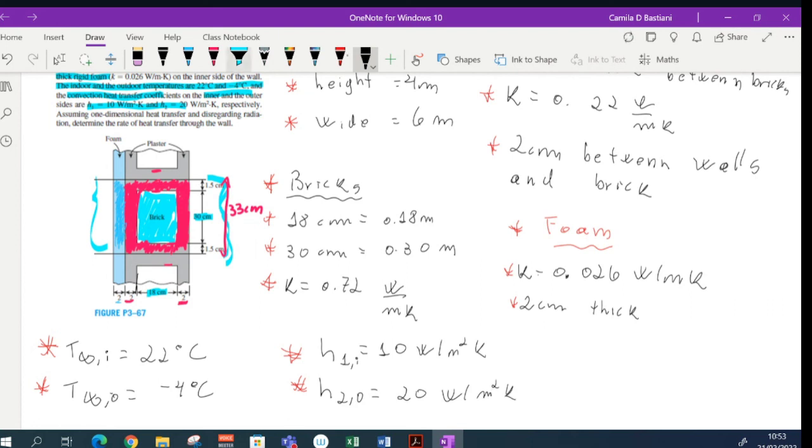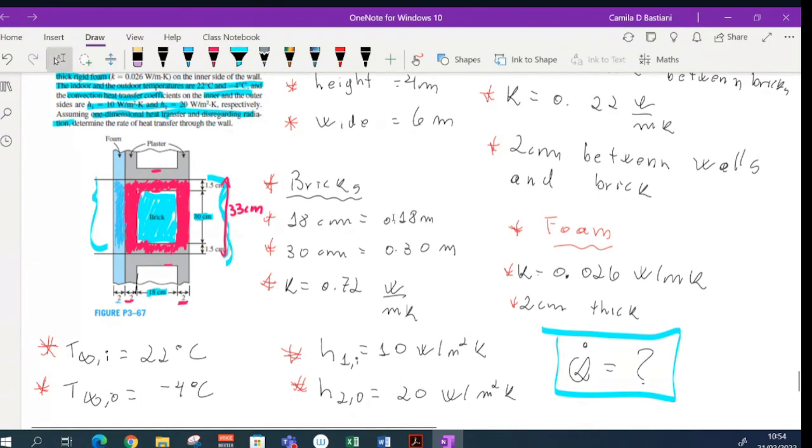Assuming one-dimensional heat transfer and disregarding radiation, so I'm not considering radiation in this problem, determine the rate of heat transfer through the wall. So I want to find my rate of heat transfer through the wall. That's my main goal here. Okay, I have a lot of things going on here. I have resistances in parallel, resistances in series. So a mixed system here.